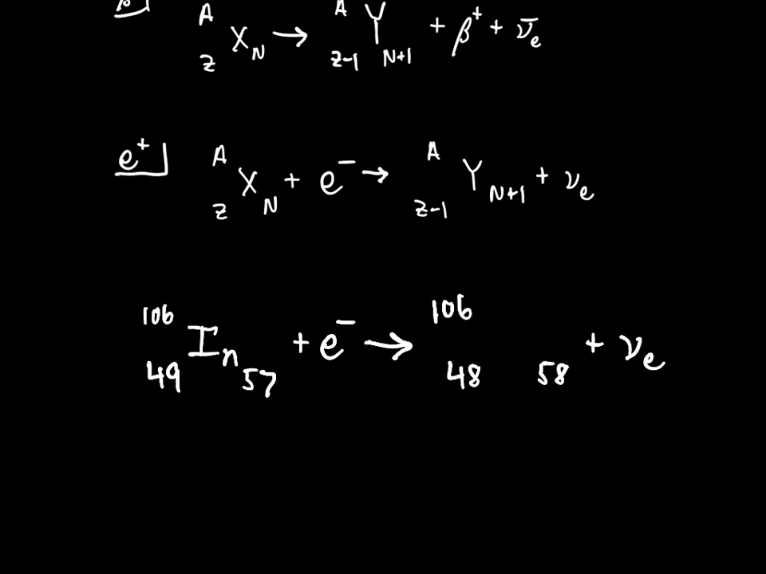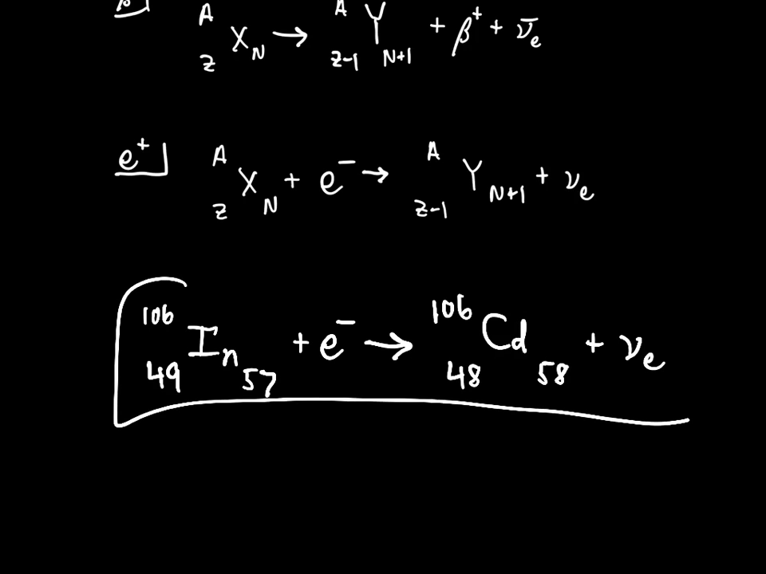So I followed this algorithm. My A stays the same. My Z decreases by 1, so I go from 49 to 48. And my N increases by 1, so I go from 57 to 58. Now I need to look at the periodic table and see what symbol is 48. Cd. So there's your electron capture equation. Any questions on that one?